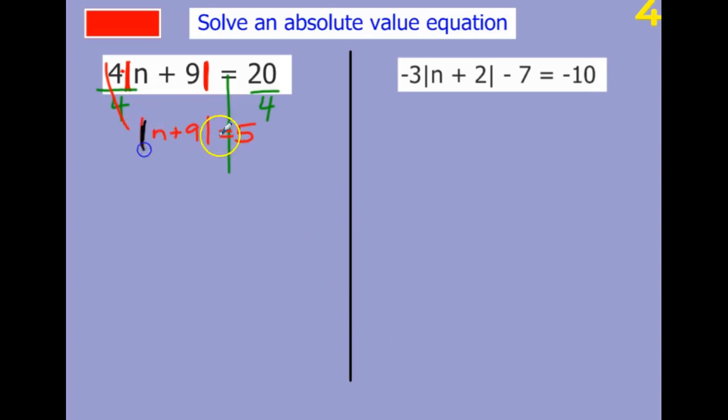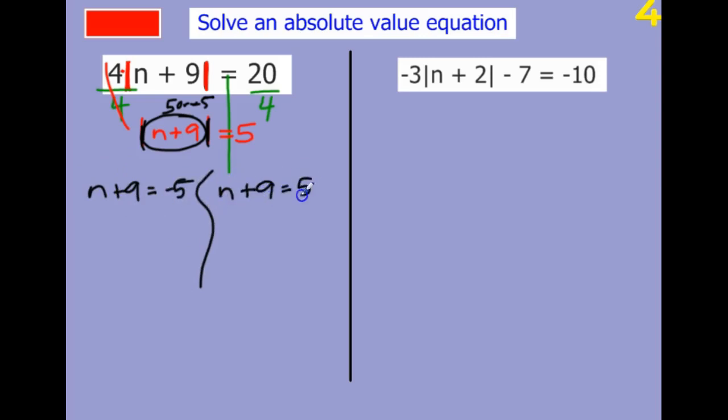Now that our absolute value here is by itself, I know that this whole piece, whatever's inside our absolute value, could be equal to a positive 5 or a negative 5. So I need to write that out 2 times here. N plus 9 equal to negative 5, and n plus 9 equal to a positive 5. Notice I did not write my 2 equations until the absolute value was by itself. So now I can solve both. All I have to do is get rid of that 9. So I have n equals, and negative 5 minus 9, they're all negatives, it's a negative 14.